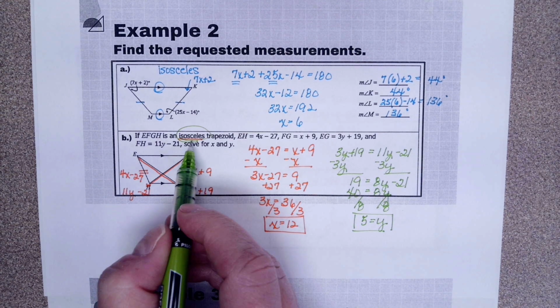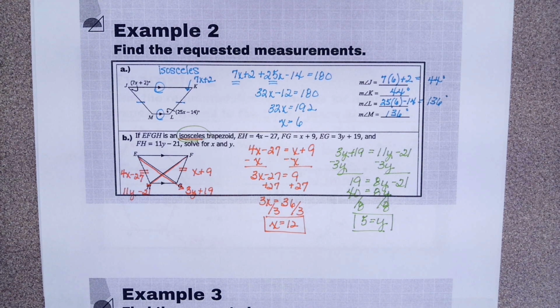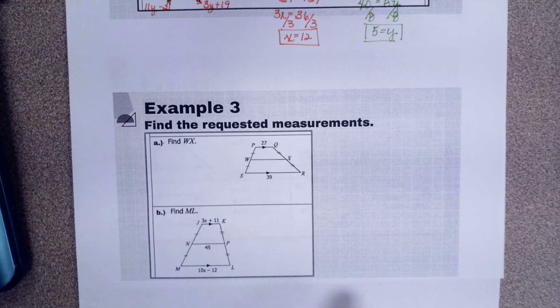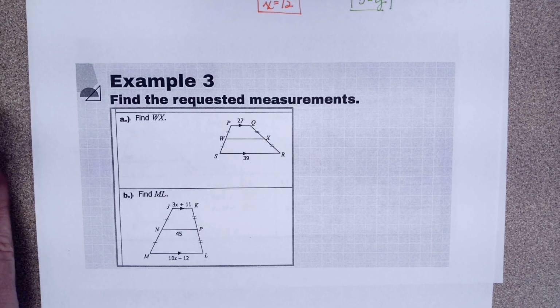Okay, so again, if it had not been isosceles, if they didn't tell us that and there was no notation, you're done. You just put not enough information. But because it is, I can use those properties. Okay, so here's your last one, example number 3, and this one has to do with midsegments, which we talked about briefly when we were talking about similar triangles.